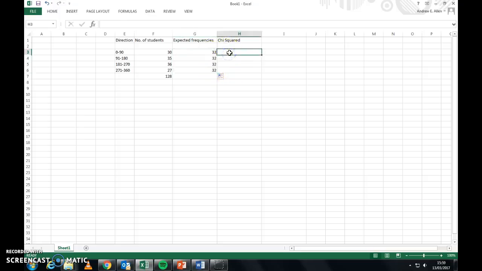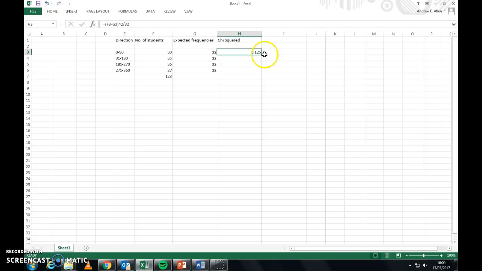So the next thing we've got to do is calculate the chi-squared result. And we know that we're going to have to, again, use the formulas. So we've got our actual count or frequency, then subtracting the expected frequency. And then we've got to use the hat to show that we're squaring it. And that's obviously got to be divided by 32 as our expected value, which gives us a result there of 0.125.